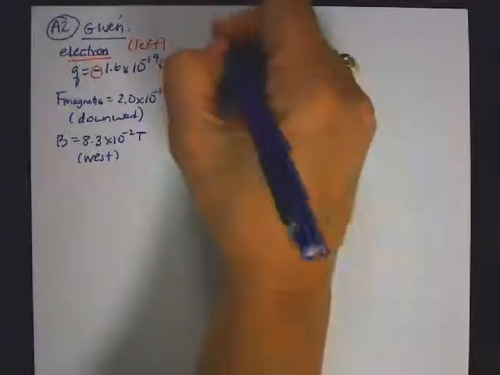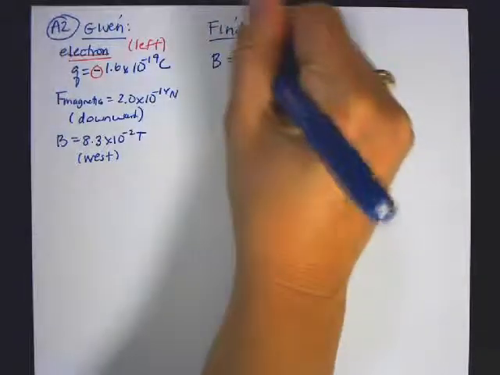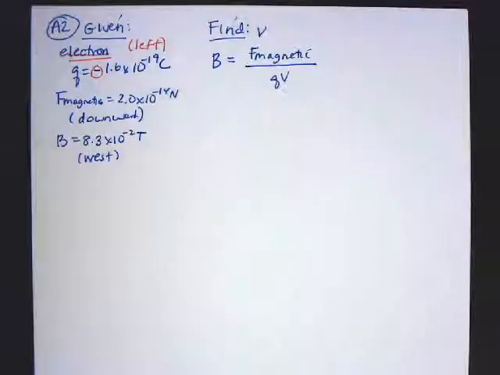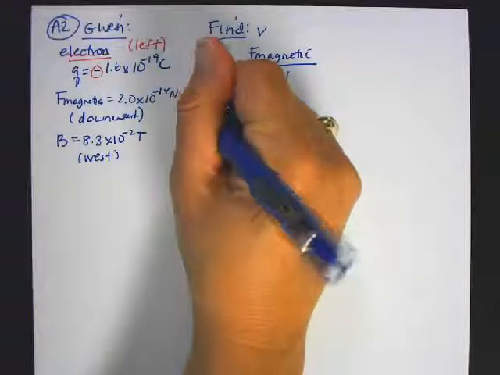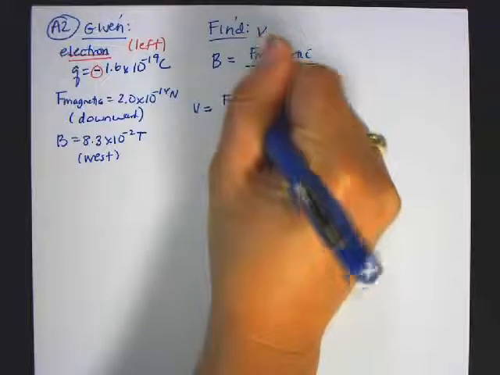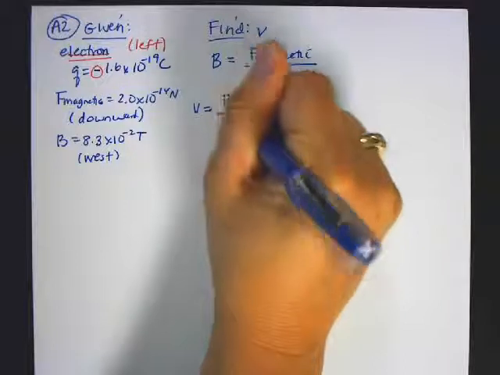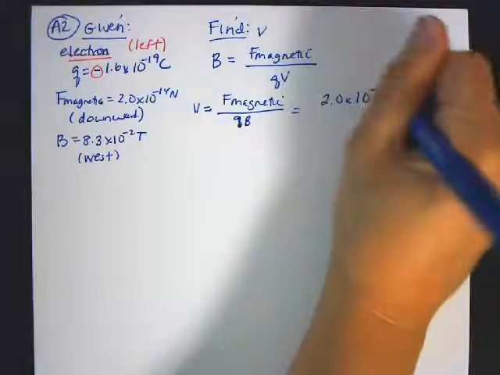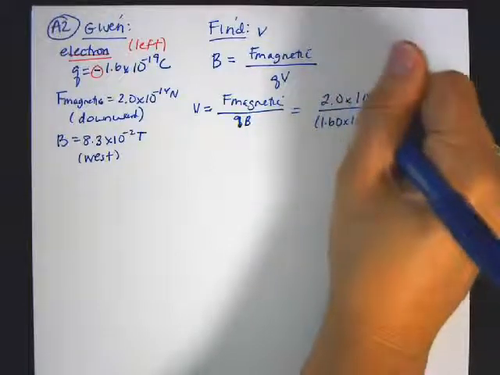So the first thing I want to do is write down my basic equation. B is equal to F magnetic divided by QV. Now, because I want to solve for V, I'm going to rearrange the equation to solve for the unknown in terms of the knowns. So I'm going to multiply both sides by V and divide by B. So V is equal to F magnetic over QB. So this is going to be 2.0 times 10 to the negative 14 newtons divided by 1.6 times 10 to the negative 19 coulombs.